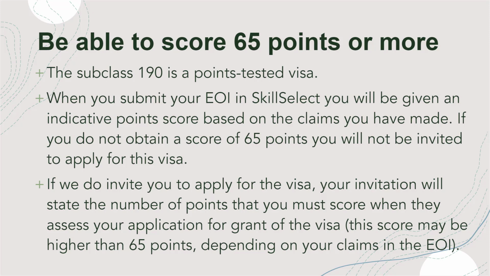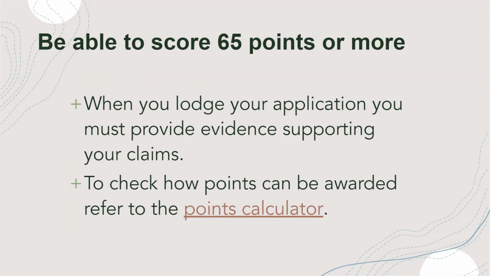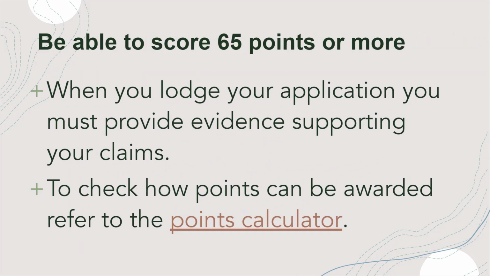If you do not obtain a score of 65 points, you will not be invited to apply for this visa. If we do invite you to apply for the visa, your invitation will state the number of points that you must score when we assess your application for grant of the visa. When you lodge your application, you must provide evidence supporting your claims. To check how points can be awarded, refer to the points calculator.